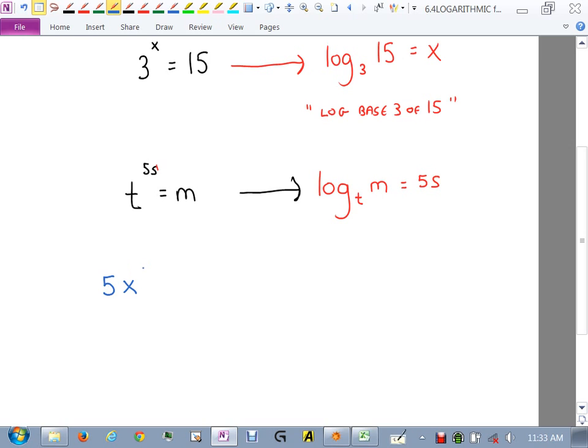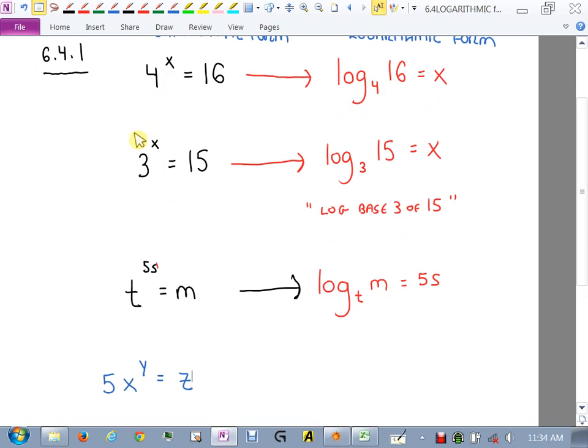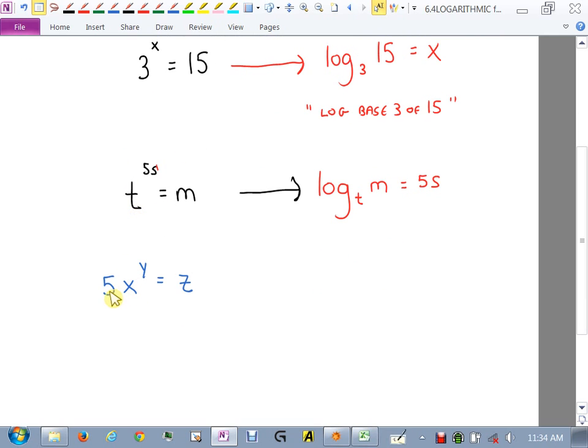5x to the y equals z. Try and write this as a log. So the problem that we have here is that in everything I've shown you so far, you had a base to a power, right? Base to a power, base to a power. Here, I do have base to a power, but I also have a 5 out here. That 5 is not being raised to the y, is it?